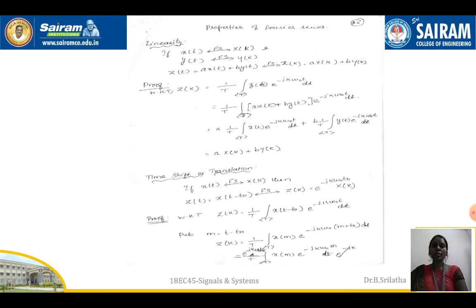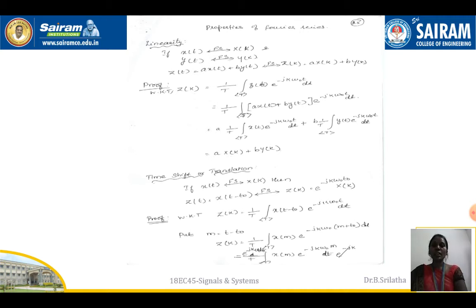So for our continuous time Fourier series, x of t is one input signal, a continuous time signal. If you apply the Fourier series to x of t, we get x of k. Same thing for y of t. y of t is one more continuous time signal, and the Fourier series of the continuous time signal y of t is y of k.